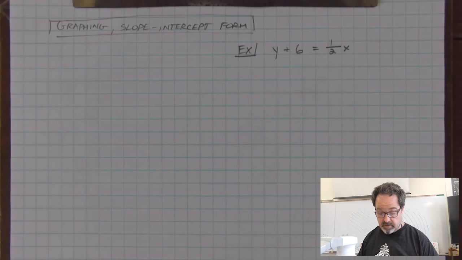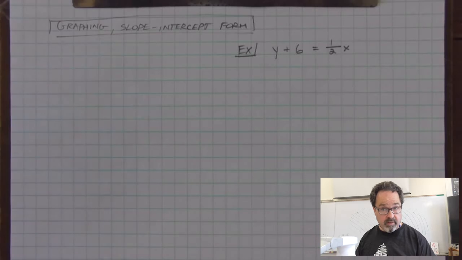I could proceed, because it always works, to create a t-table, select some values of x, and use the equation to calculate y. But I've learned of the slope-intercept form. I could take advantage of putting this equation into slope-intercept form so that I could easily and quickly identify the slope and the intercept and then use those two numbers to graph the equation very quickly.